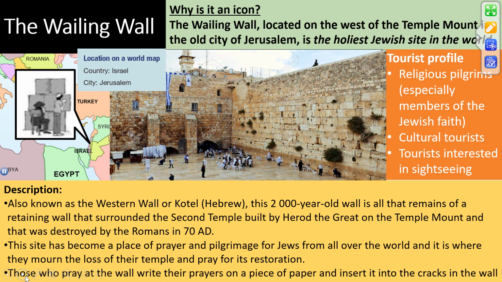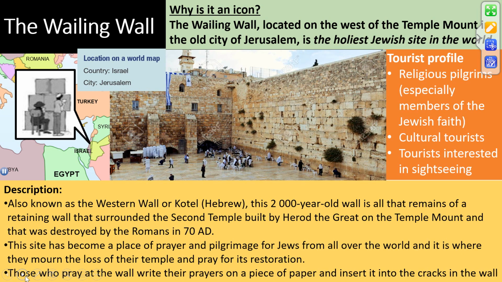Now, this site has over time become a place of prayer and pilgrimage for Jews from all over the world. More specifically, you will find very Orthodox, strict Jews in this area, where they mourn for the loss of their temple and pray for its restoration. An interesting thing to note with this wall is that people who pray there write their prayers on a piece of paper, and they insert that piece of paper into cracks in the wall.